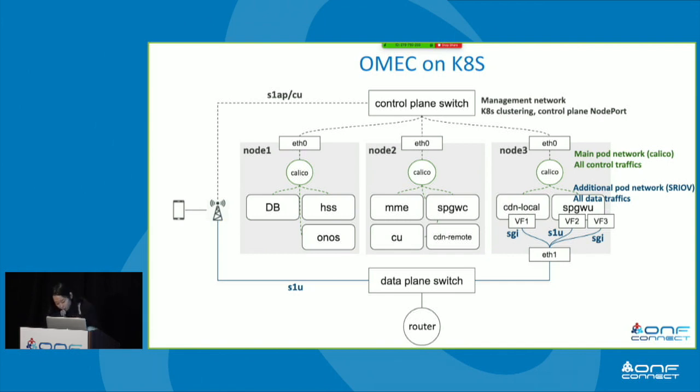And Calico is called a CNI. CNI is a kind of network plugin in Kubernetes, and Calico is a very popular and stable CNI that assigns a 32-bit mask IP address to every pod and routes all traffic between pods. And as you can see, there are two data plane components in node 3, SPGW-U and CDN local. They have one or two more data plane network interfaces.